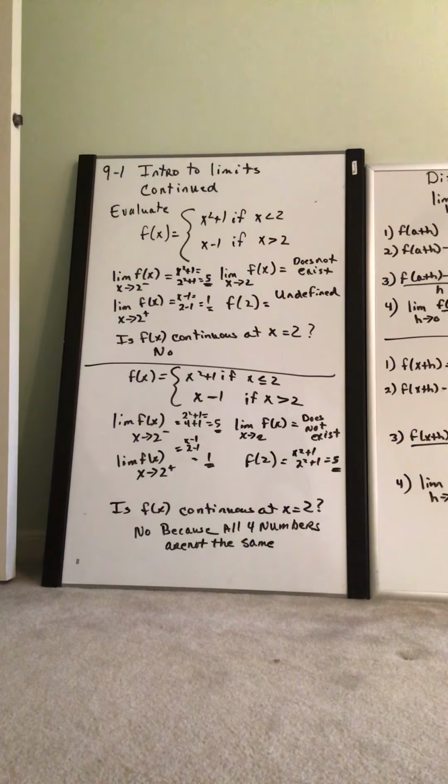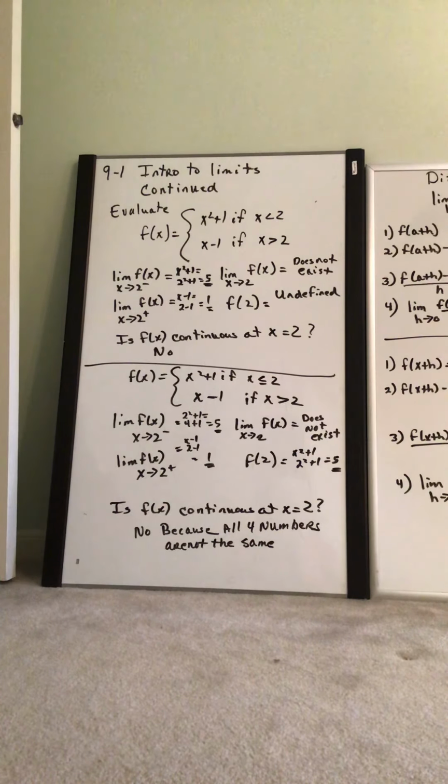For the fourth question, it said f of 2. So we want to know what it is when x is equal to 2. When we go back and look at the original problem, neither one of those had an equal to sign. So we say that it was undefined. In other words, they did not tell us what to do with it.